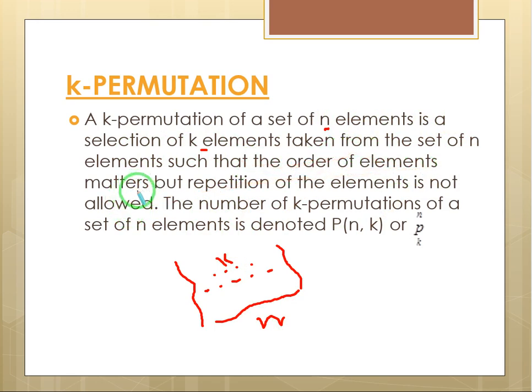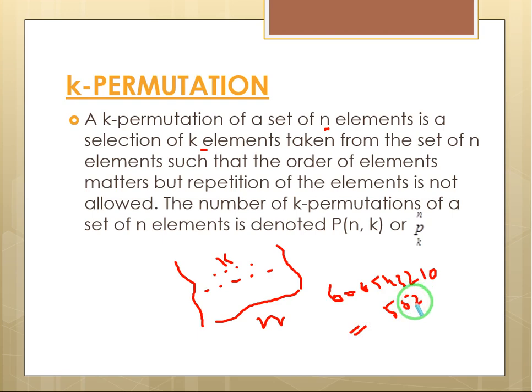Order matters. What does it mean by order? Let's say you have a 6. If you are reducing from 6, you go 6, 5, 4, 3, 2, 1, 0, -1, -2 and so on. So this is called order, and order matters in this condition. But repetition of elements is not allowed. So you cannot write 5 two times, or any number two times.